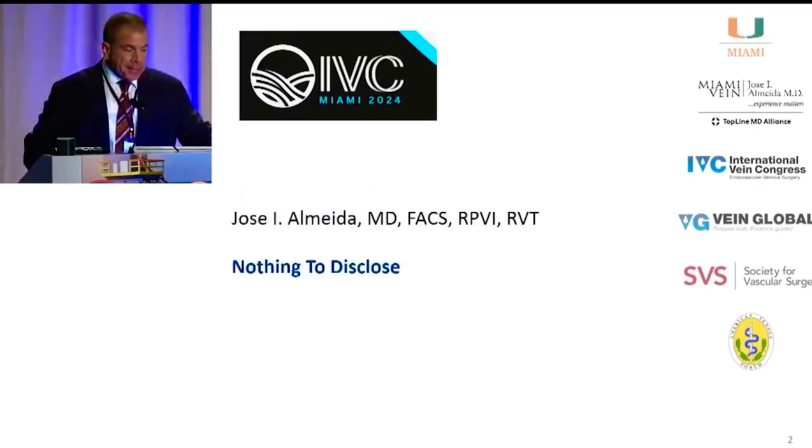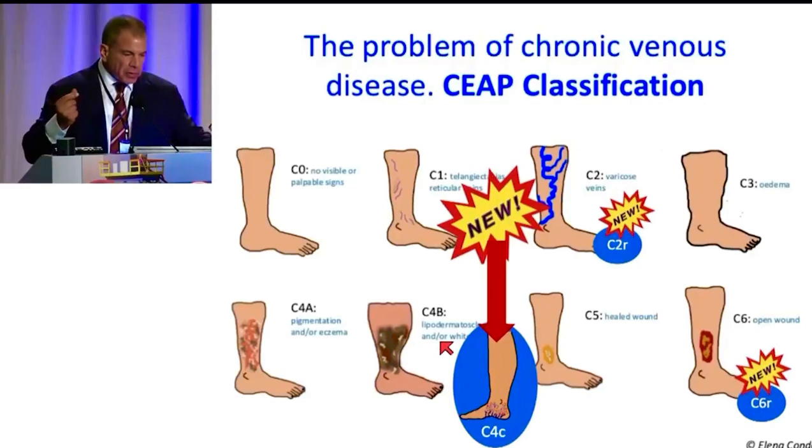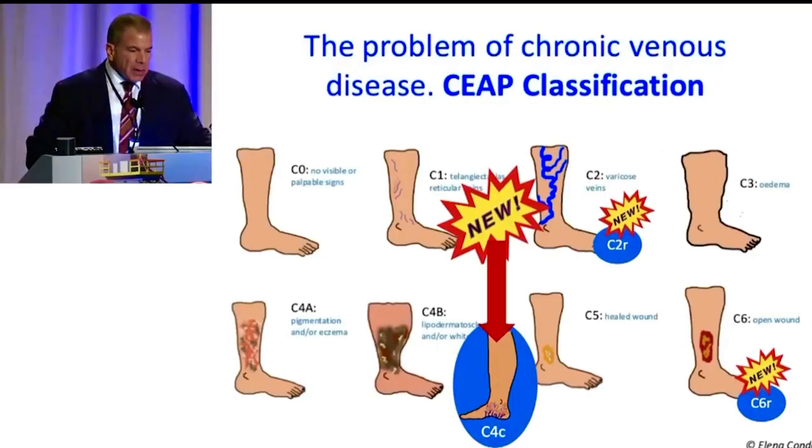So you've heard a little bit about the CEAP classification. C1, telangiectasias, you've got to know this. If you're going to be treating venous disease, you've got to know this cold. C2, varicose veins. There's a new one that we needed, C2R, which is recurrent varicose veins. C3 is edema. C4A, pigmentation. C4B, lipodermatosclerosis of the skin. C4C is a corona that Ed mentioned. Healed ulcer and open ulcer.